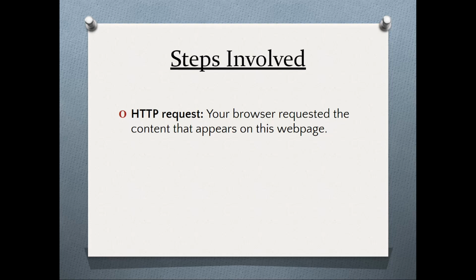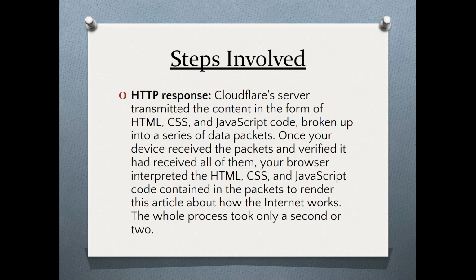HTTP request. Your browser requested the contents that appear on this web page. HTTP response. Cloudflare server transmitted the content in the form of HTML, CSS, and JavaScript code broken up into a series of data packets. Once your device received the packets and verified it had received all of them, your browser interpreted the HTML, CSS, and JavaScript code contained in these packets to render this article about how the internet works. The whole process took only a second or two.